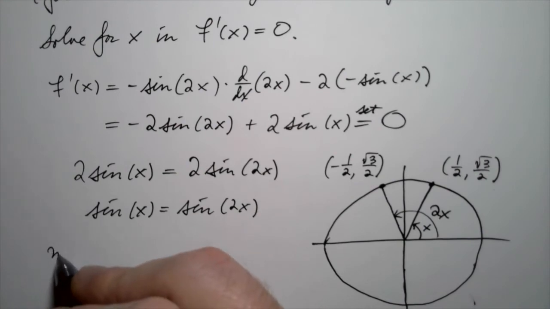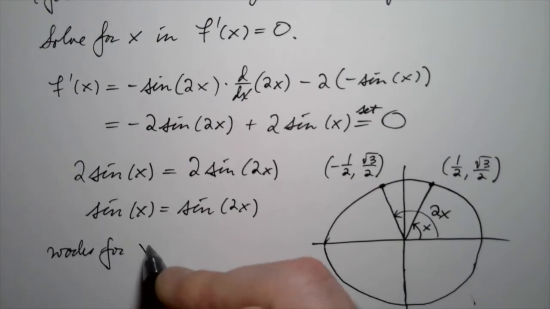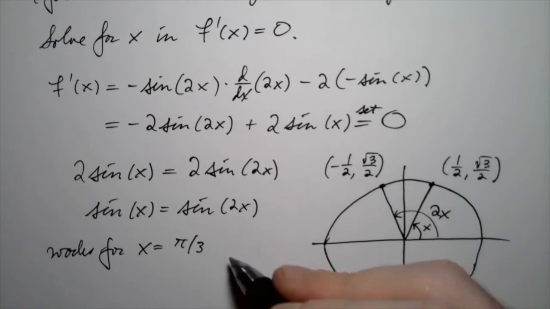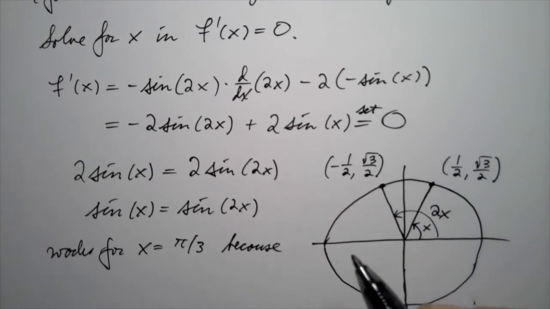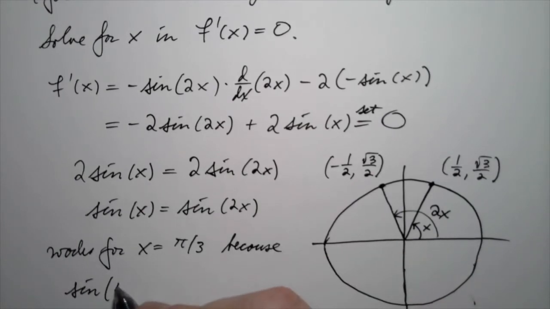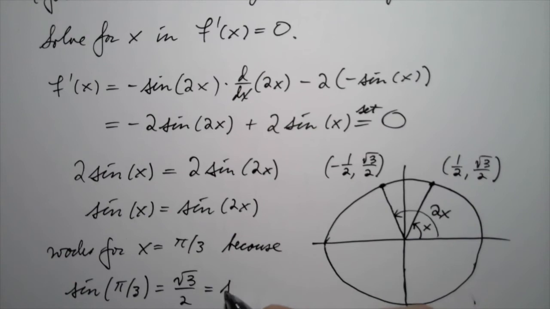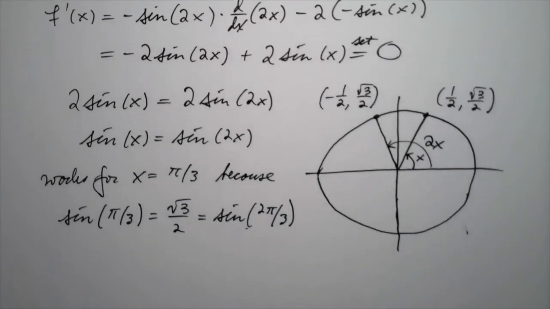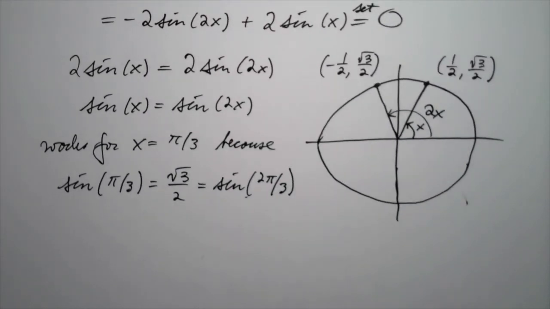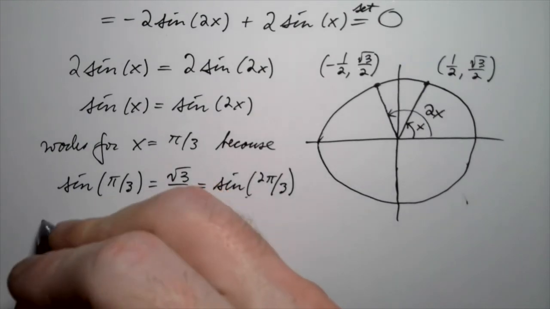So this works for x equals pi over 3 because the sine of pi over 3, that's that y coordinate, it's root 3 over 2, and that's equal to the sine of 2 pi over 3. It's a special little angle where that works. So that's one solution, that's one such x value, but there's others.